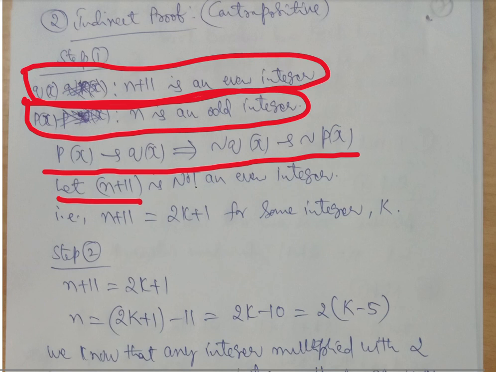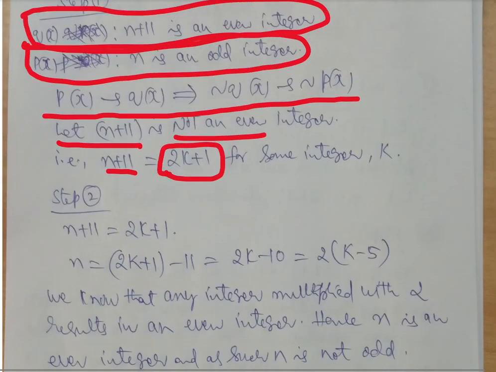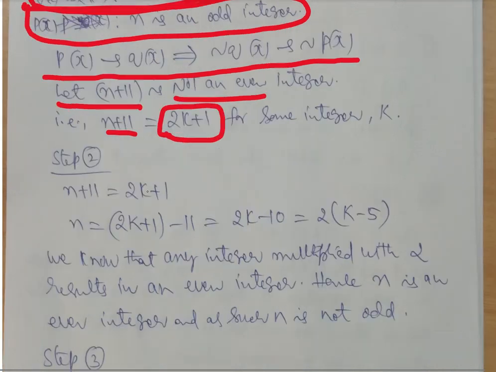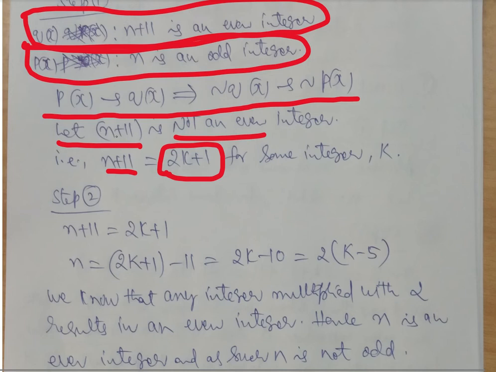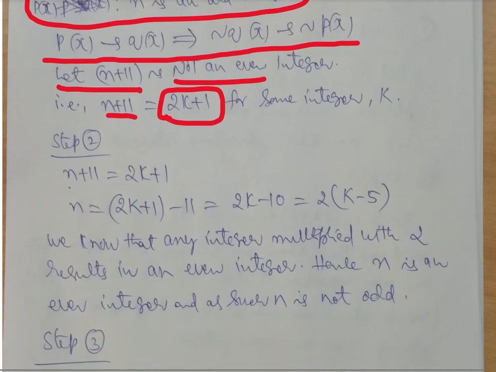Since negation Q implies negation P is what we have to prove, the first step is, what is negation Q? Q is n plus 11 is an even integer, negation will be n plus 11 is not an even integer, that means an odd integer. So when n plus 11 is not an even integer, it will be an odd integer. Since it is an odd integer, the definition is 2k plus 1. So n plus 11 is equal to 2k plus 1 is what we have got as per the contrapositive of the given statement.